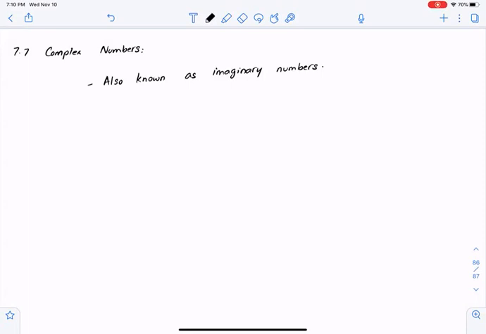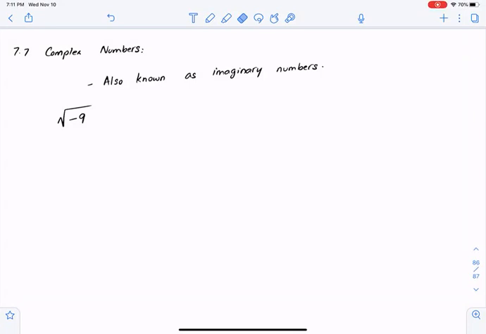For example, suppose we want to find the square root of -9. Your calculator will not be able to give you the answer for the square root of -9. The reason being, you can't take the square root of a negative number. By all means, you can't take the square root or an even root of a negative number.